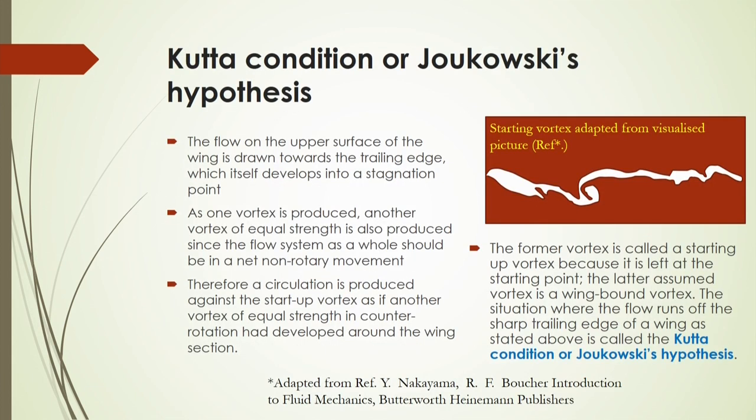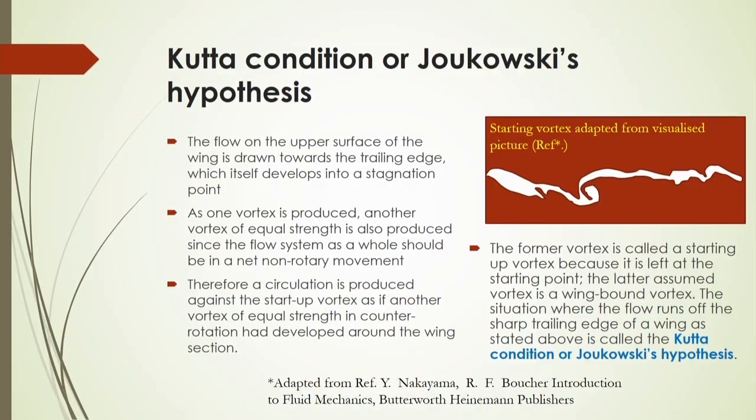Now, another important phenomenon is given by Joukowsky's equation. There will be a hypothesis, and that hypothesis is based on the formation of a vortex that starts from the wing surface edge. In that case the flow on the upper surface of the wing is drawn towards the trailing edge, which itself develops into a stagnation point there. Now, as shown in the figure, you will see there will be formation of a vortex that starts from the end of the edge of the aerofoil section or wing, but a small circulation cell itself will be forming from the stagnation point.